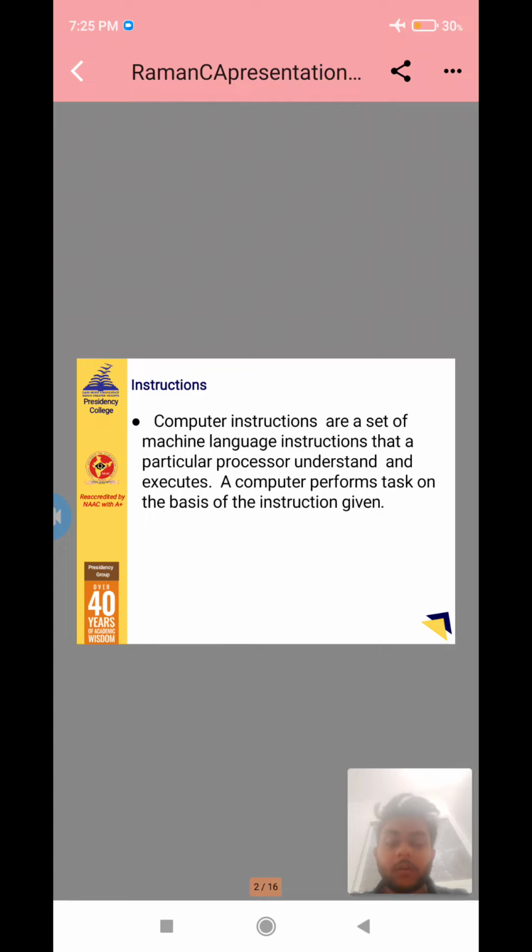So basically, here it is written that a computer performs different tasks. Many operations a computer performs, like arithmetic operations, which include addition, multiplication, division. Many operations it can perform. However, the instruction you pass to the computer, it is going to understand and execute accordingly.